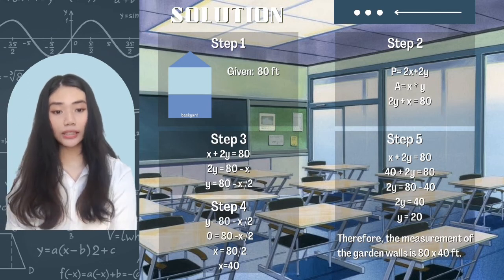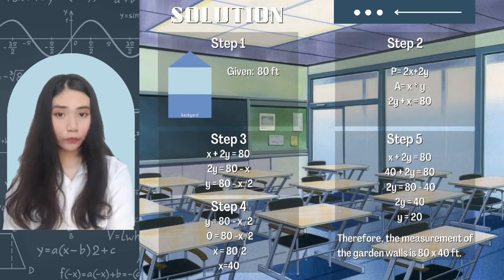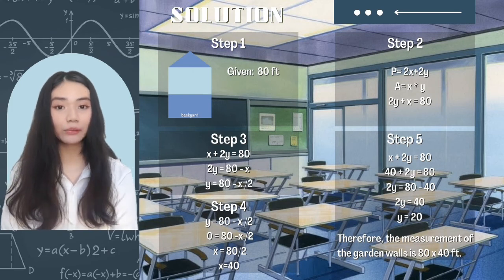Our x has a value of 40, and our y has a value of 20. Therefore, the measurement of the garden walls is 80 times 40 feet.